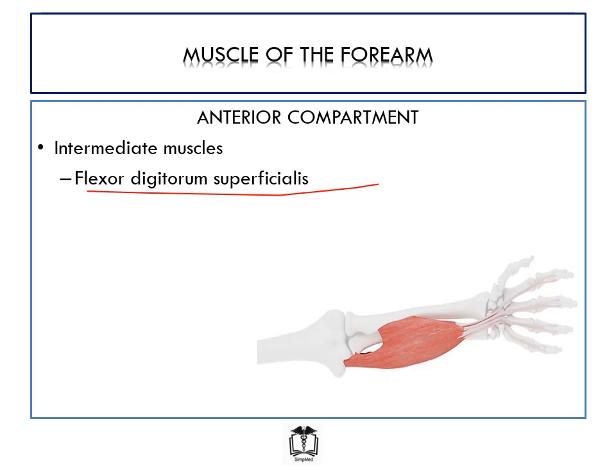It inserts all the way down to the shaft of the middle phalanges of the second to fifth digits. It is innervated by the median nerve, and it is involved in flexion of the metacarpophalangeal joints and the proximal interphalangeal joints.